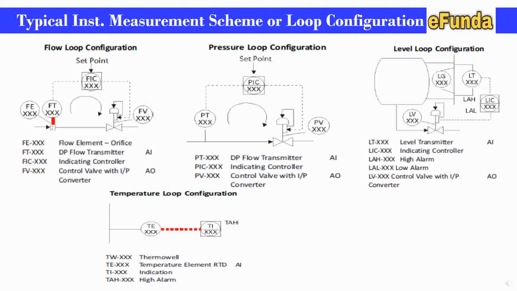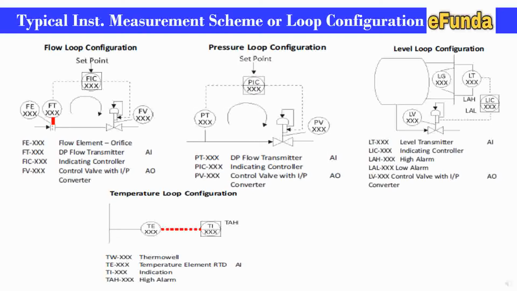One can see in the figure FE, that is a flow element, orifice plate; FT, a DP flow transmitter, having analog input to the controller; FIC, indicating controller; and FV, control valve with I2P converter, having analog output from the controller. This is how the flow loop is formed, and the analog output will give the regulated output of the flow control valve. Moving on to pressure loop configuration.